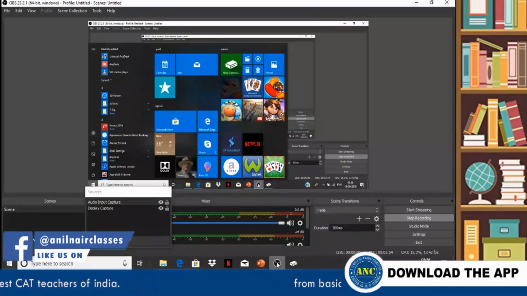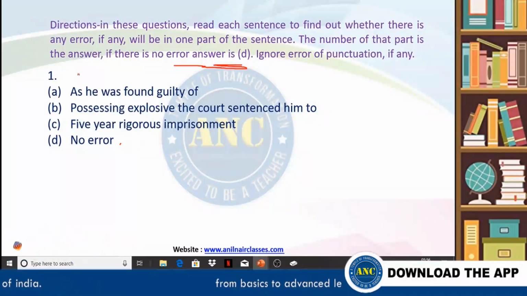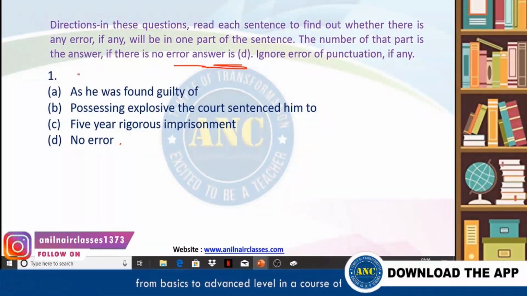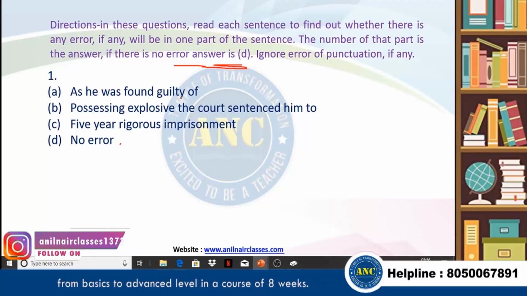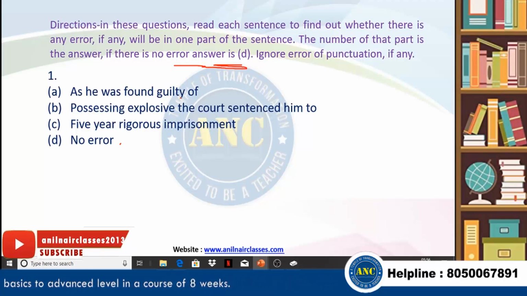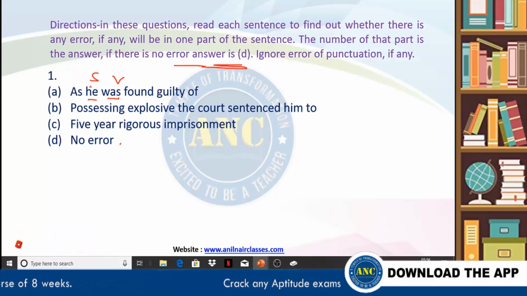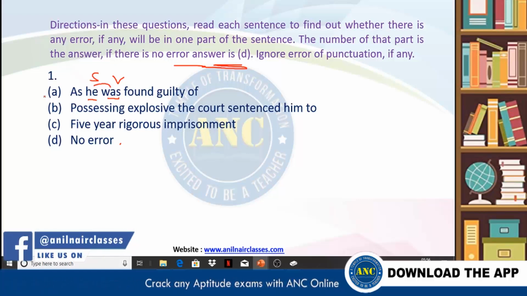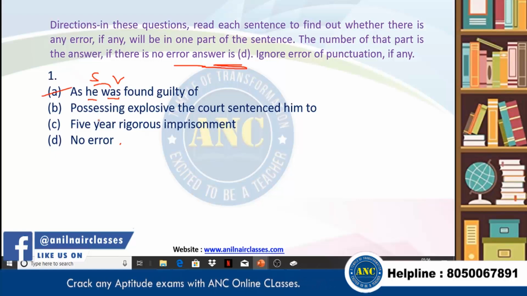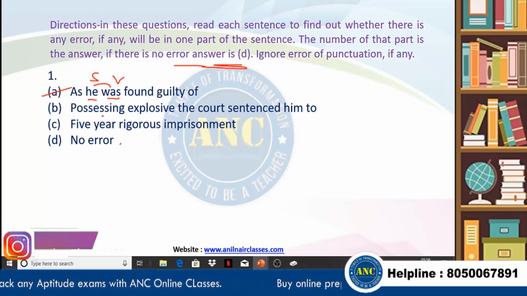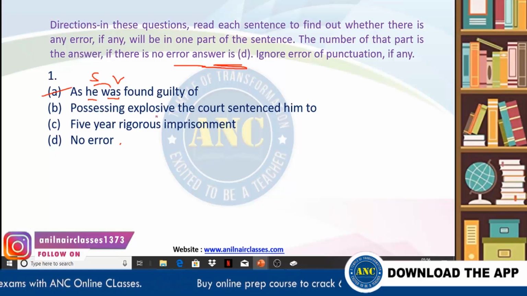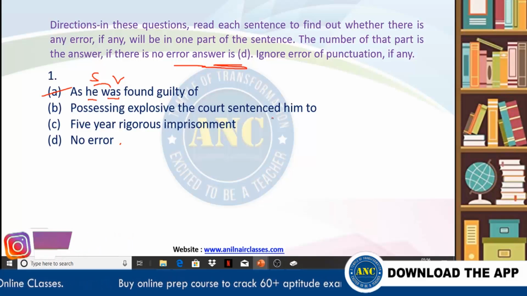Let's start with, we'll look at each and every answer choice, right? So, as he was found guilty of, I taught you, was is a verb. Who was found guilty? He is the subject. Subject-verb agreement is there. So, this is perfectly fine. I'll get rid of this answer choice. He was found guilty of possessing explosive. The court sentenced him to.